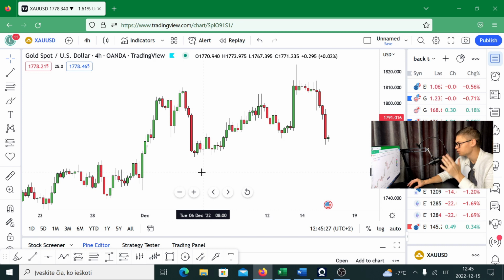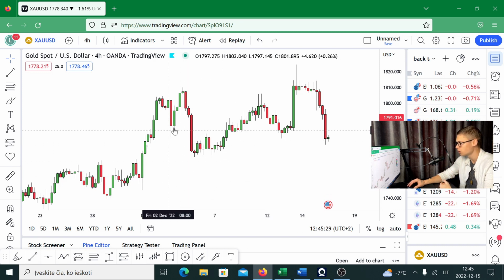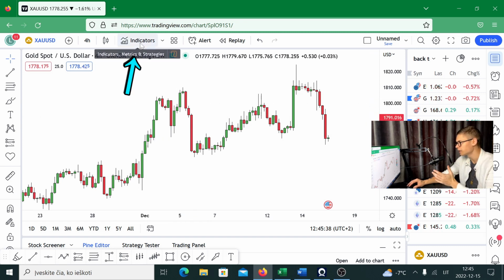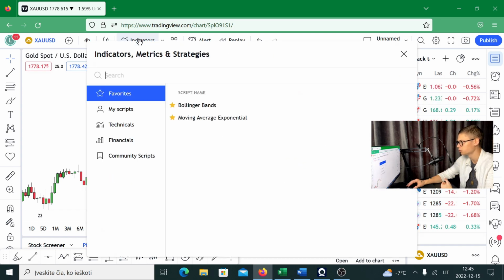First thing that you need to do is open your trading software. I personally use TradingView. I think currently it is the best on the market. Second thing that you need to do is go to your indicators on whatever platform that you're using.